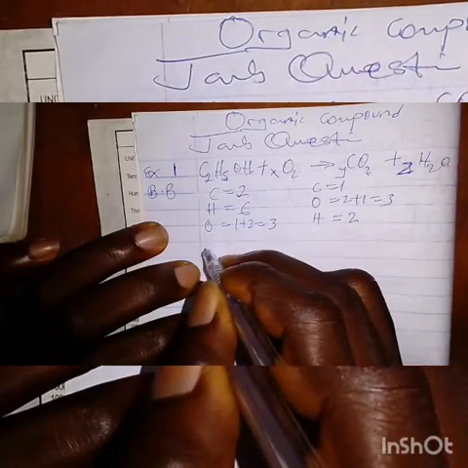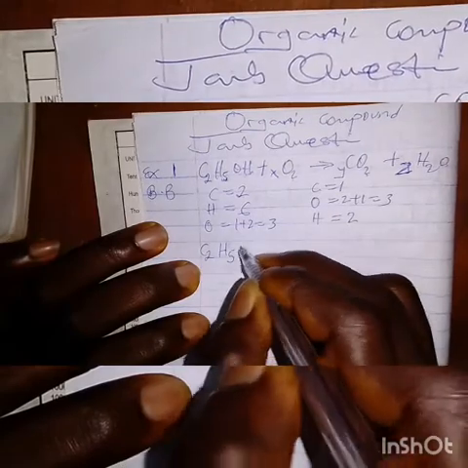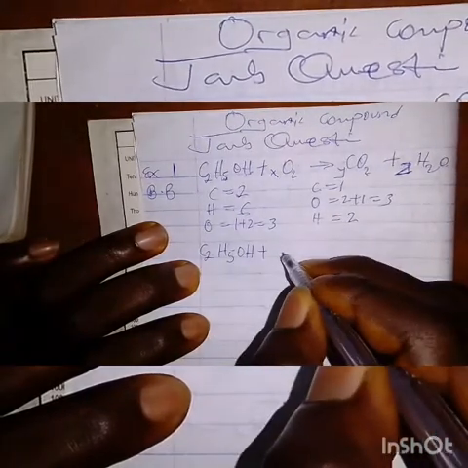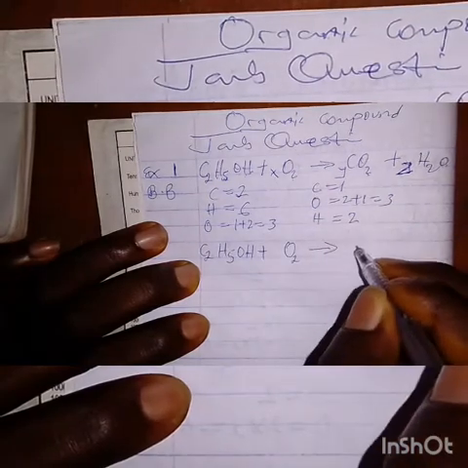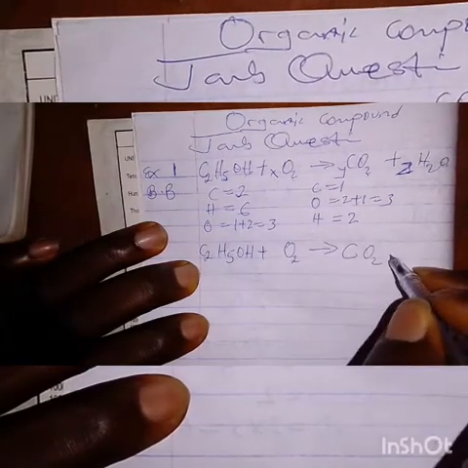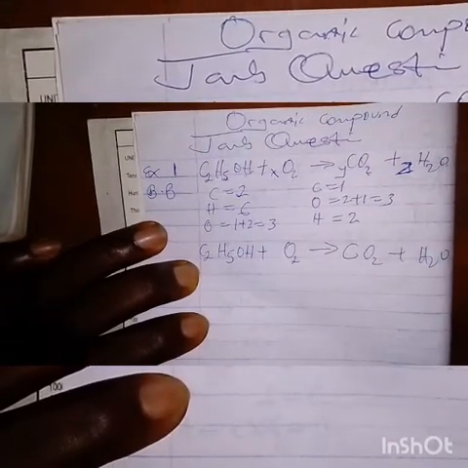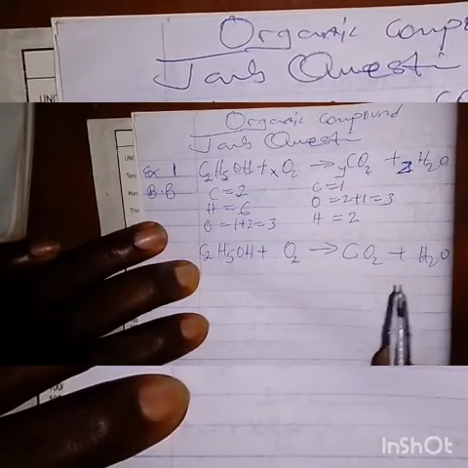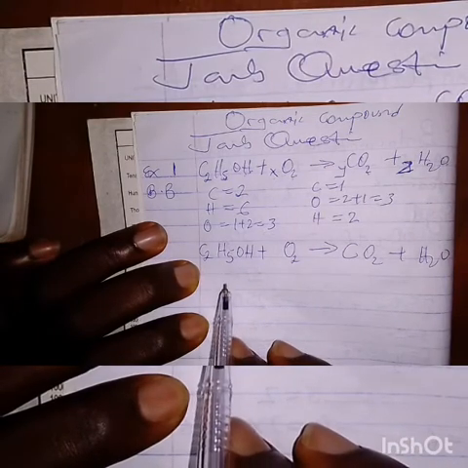So, to balance the equation, we write the equation. So, we are going to have C2H5OH plus O2 to give rise to CO2, then plus H2O. Now, to balance this equation, one of the products or one of the reactants can give us the clue of what we want to do here.